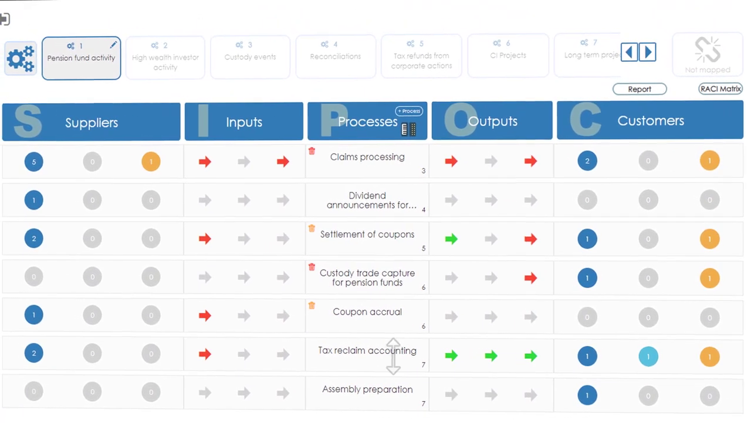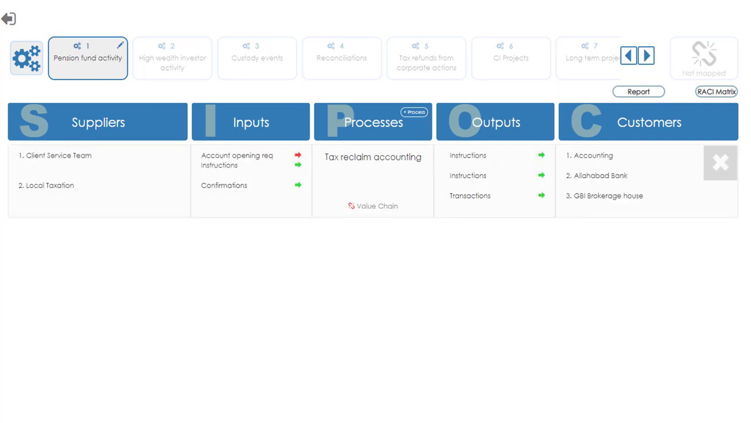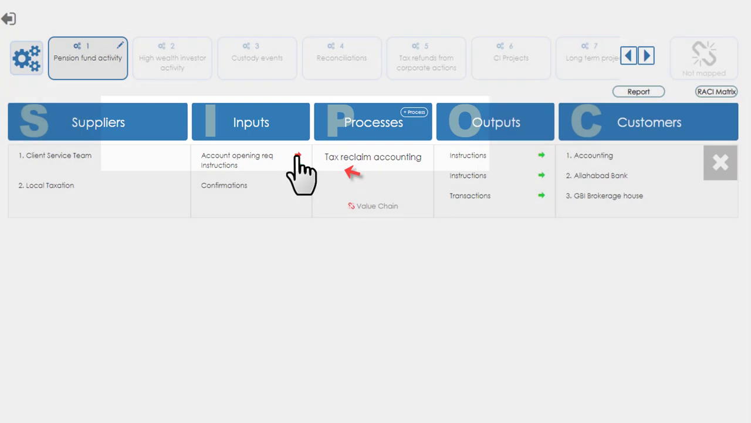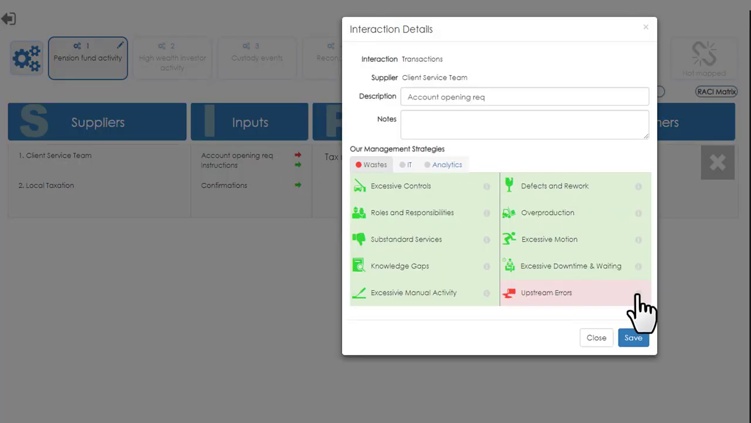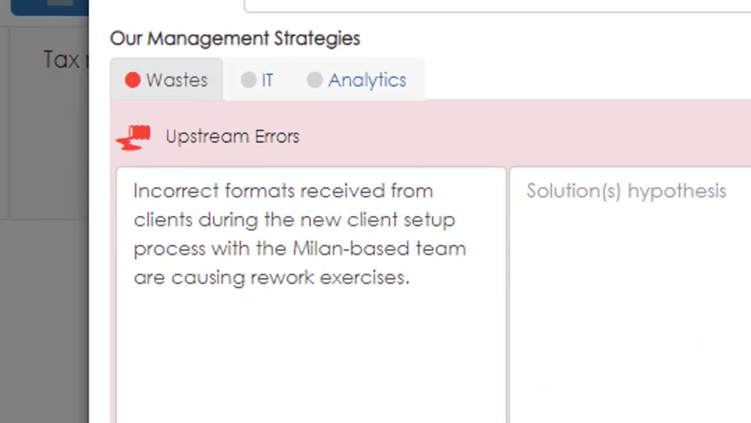Reviewing the tax reclaim accounting process, we see a faulty incoming interaction on an electronic feed from the client services team. By drilling into this inflow, we learned that upstream issues with formats from incoming client queries are causing a bottleneck. Dennis is convinced and decides it's time to take action.